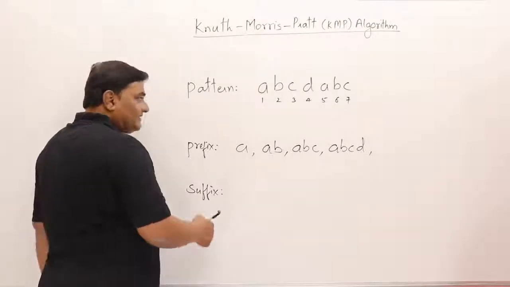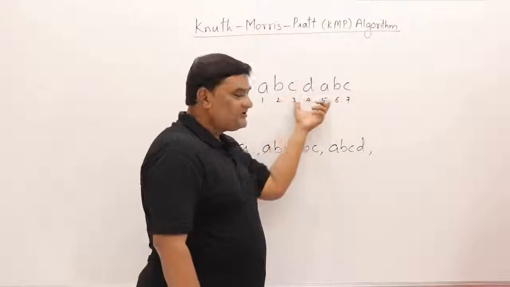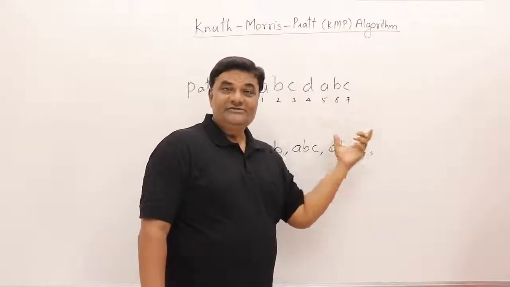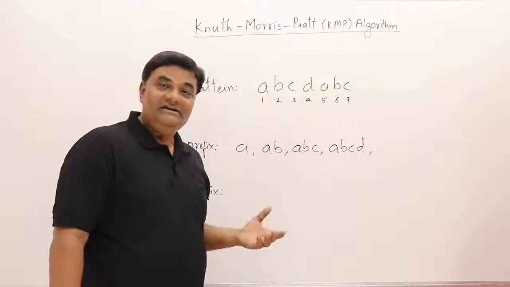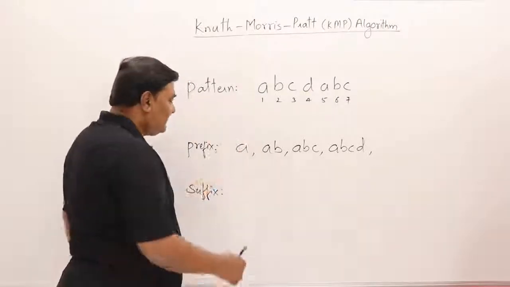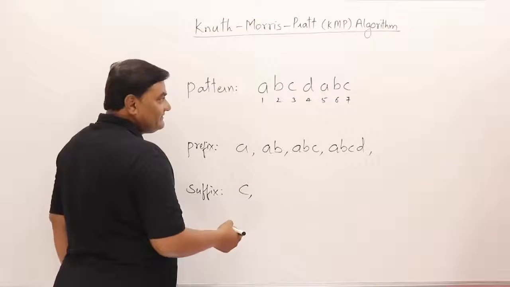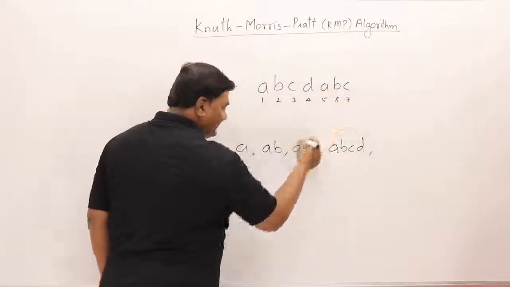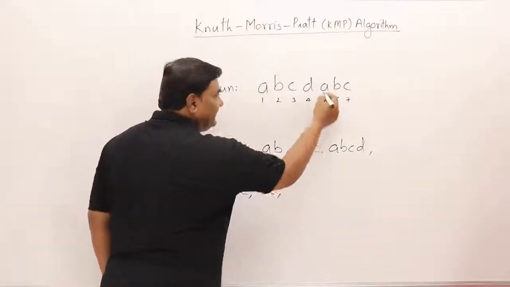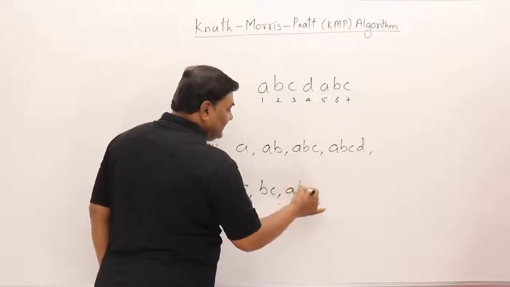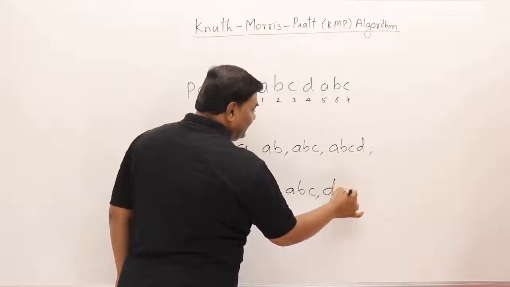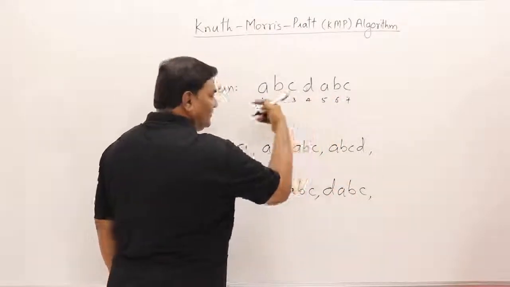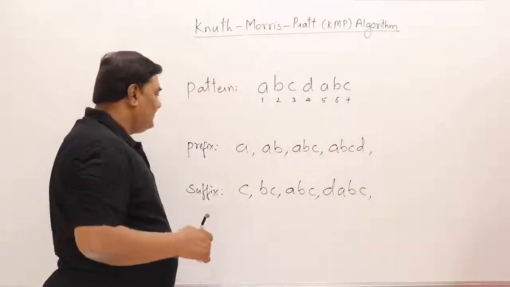Then what about suffix? I have to take a subset of this string, but I should start from the right hand side only, right? And as many as I want I can take. So let us start. Can I take C? Just C? Yes. Can I take B and C? Yes. B, C. Can I take A, B, C? Yes. A, B, C. Can I take D, A, B, C? Yes. D, A, B, C and more. But let us stop here.